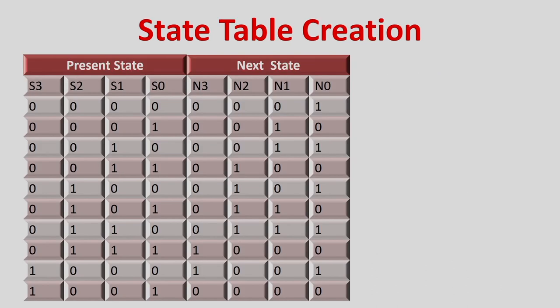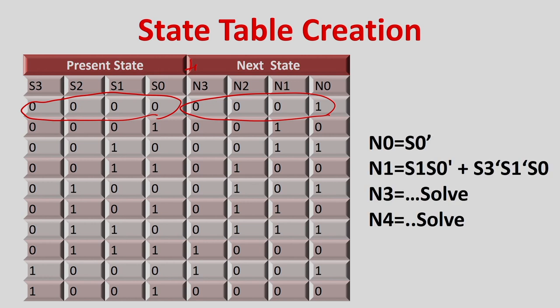And state table creation: once we have designed the FSM, the state table is simple because the state encoding is simplistic. This is the state register. How many state bits? We have 4 state bits, so the state register has 4 D flip-flops, and this is the next state logic. If it is 0000, then it goes to 1, and we create this table. From this table, we can derive the values of N0, N1, N2 and N3, that is, the boolean function of N0, N1, N2 and N3. Doing a Karnaugh map optimization on this table, you will get the next state logic for N2 and for N3, and you can solve it very nicely.